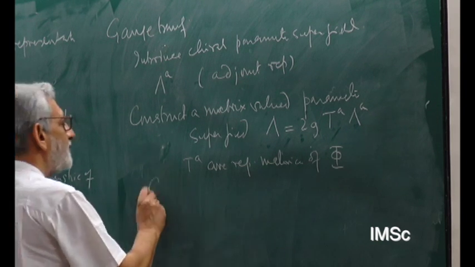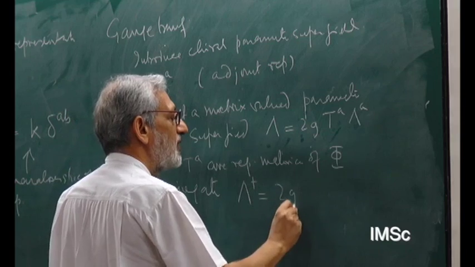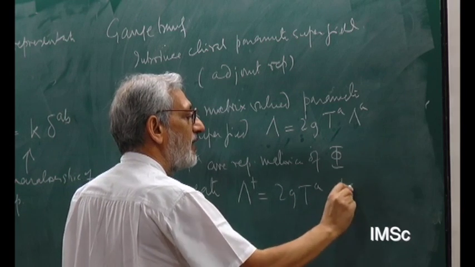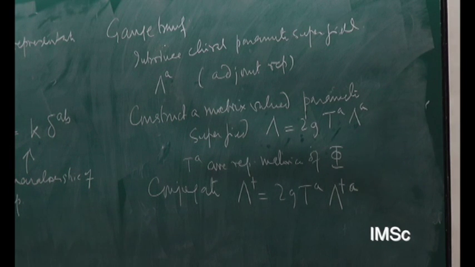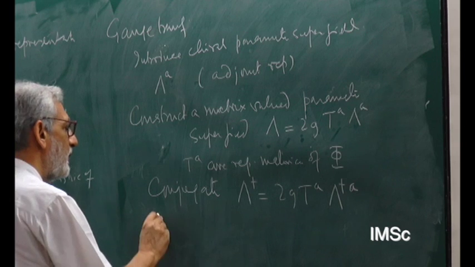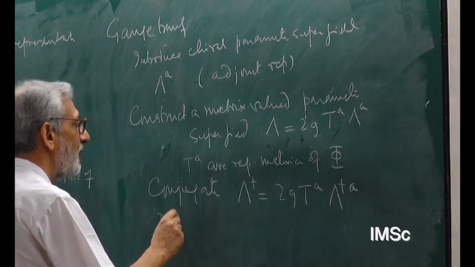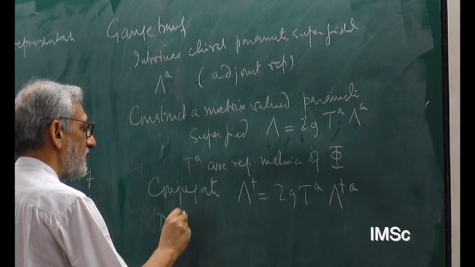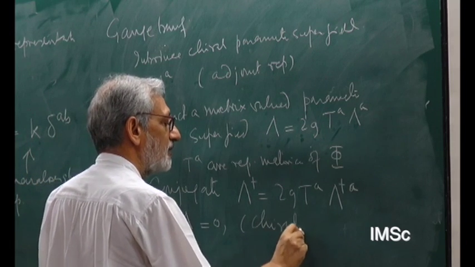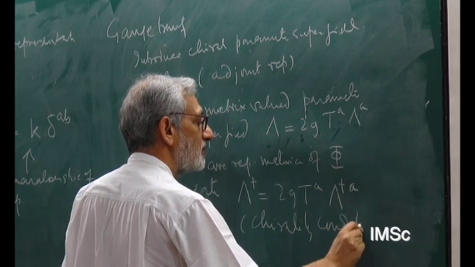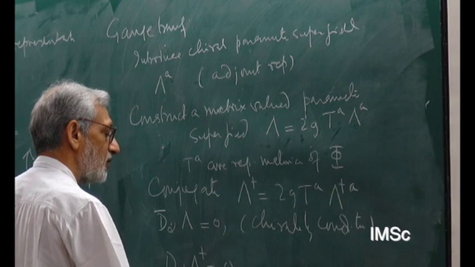And then the conjugate, Lambda dagger, which is 2g T^A Lambda dagger^A. These are chiral superfields. What does chiral superfield mean? That the super covariant derivative D-bar of this object is 0. That is the chirality condition. And D_alpha of Lambda dagger is 0, anti-chirality.